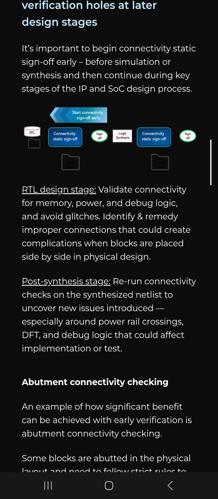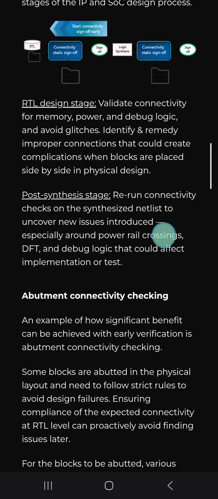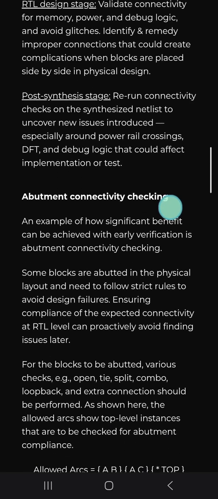RTL design stage. Validate connectivity for memory, power, and debug logic, and avoid glitches. Identify and remedy improper connections that could create complications when blocks are placed side by side in physical design. Post-synthesis stage. Rerun connectivity checks on the synthesized netlist to uncover new issues introduced, especially around power rail crossings. DFT and debug logic could affect implementation or test.